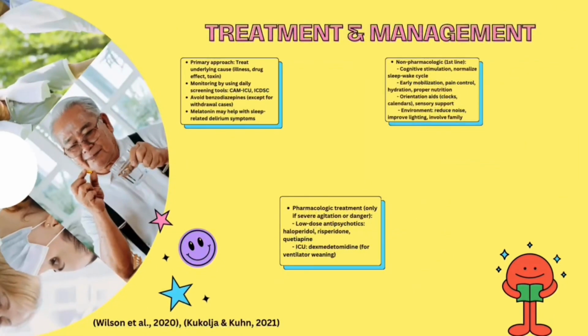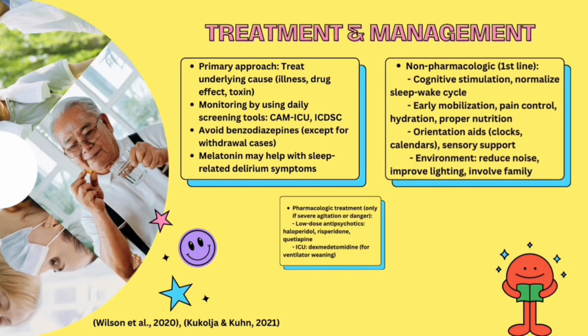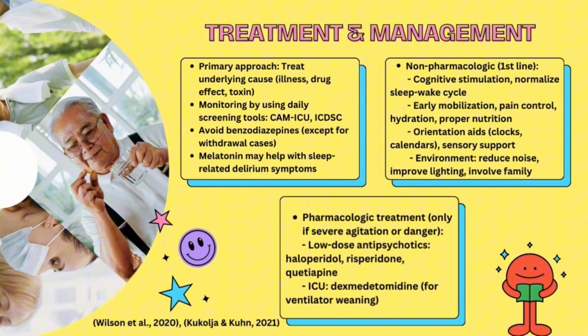The first step in treatment is to fix what's causing the delirium, like an infection or bad reaction to a drug. Some medicines like benzodiazepines can make things worse unless it's for withdrawal. Non-drug methods are the best. Keep the person active, help them sleep well, give enough fluids and food, and use clocks or calendars to help them stay oriented. We also reduce noise, adjust lighting, and involve family. Medication is only used if the person is really agitated or unsafe, and even then, in small amounts.